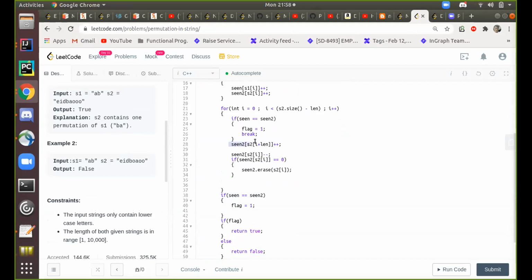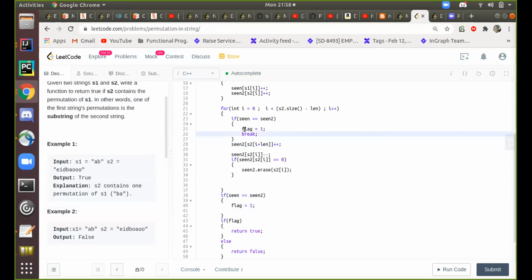Coming to this line, this is the sliding window part. If here the length is 2 and my i is 0, I'm adding S2 of 0 plus 2, that is this one, D. That's the sliding window. And I'm deleting E, S2 of 0.